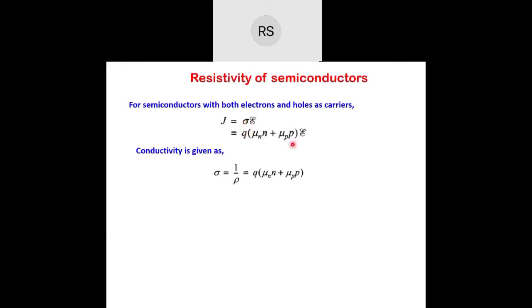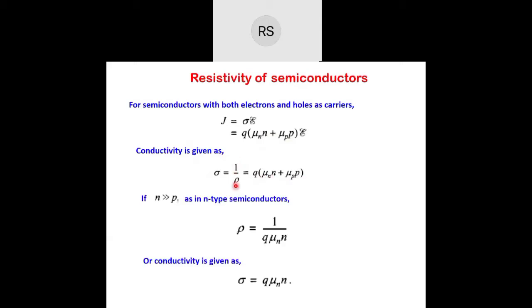And conductivity is given by this formula, where q is the elementary charge and mu n plus mu p. Mu n is the electron mobility, n is the electron concentration. Similarly, mu p is the hole mobility and p is the hole concentration. So conductivity is given as sigma, and it is the inverse of resistivity.